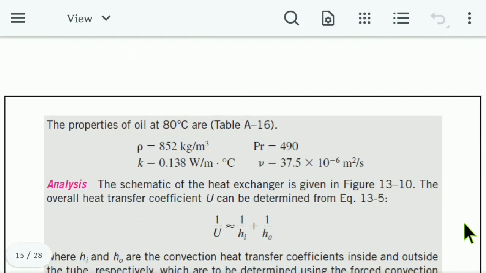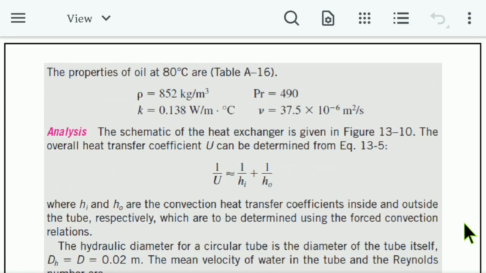So here comes the solution of the previous question. We need two property tables. The properties of oil at 80 degrees Celsius are in table A16. From this table we can get all these values: rho is equal to 852 kg per meter cube.